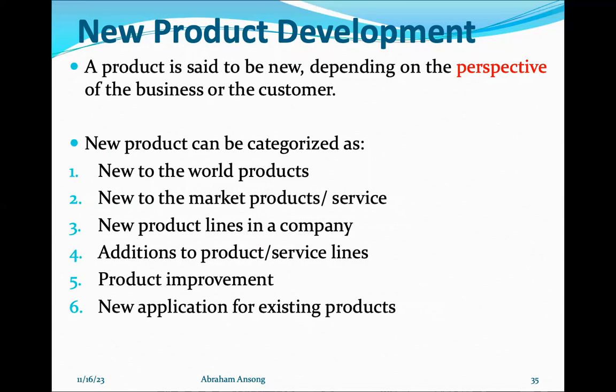So in marketing, the concept of newness is not the same as we know the word new, right? Yes, it's one way to see the new, but there could be several other ways based on the perspective of the business or the customer. So new products can be categorized as, one, new to the world products. So we can have a product that is new to the world.